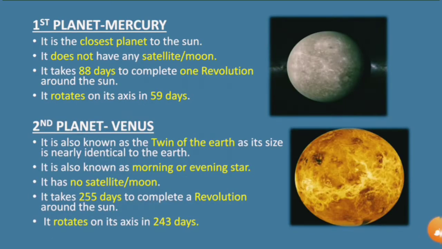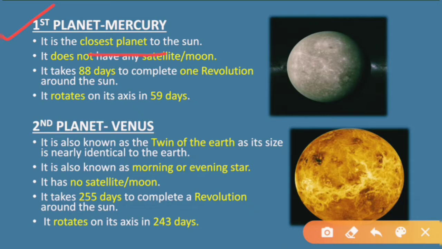Okay, now let us understand. As you very well understood, which is the first planet? Mercury is the first planet. It is the closest planet, means it is very near to the sun. It does not have any satellite or moon, means the Mercury planet does not have any satellite or moon. It takes how many days to complete one revolution around the sun?